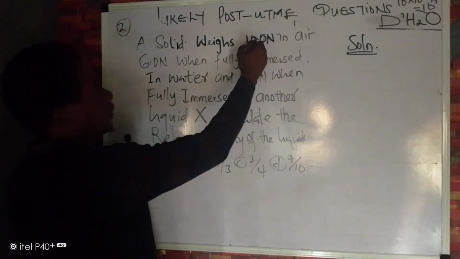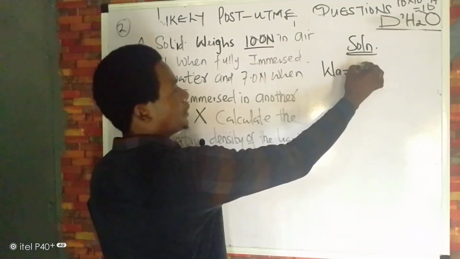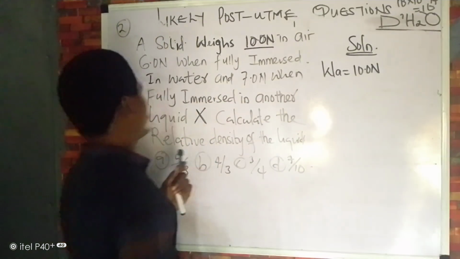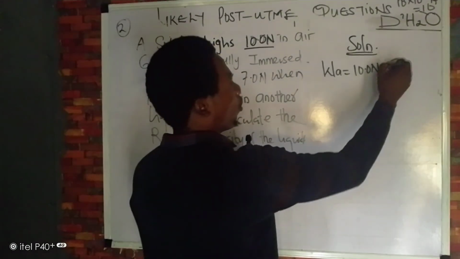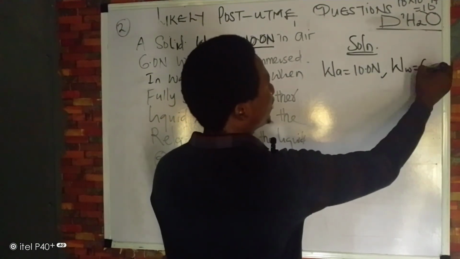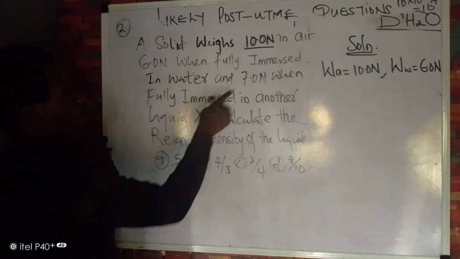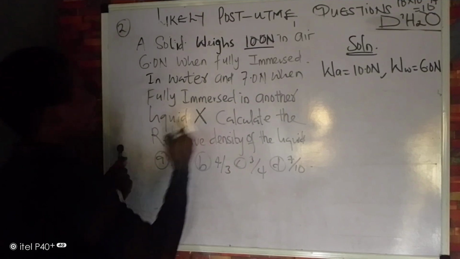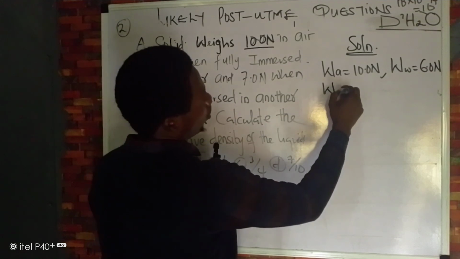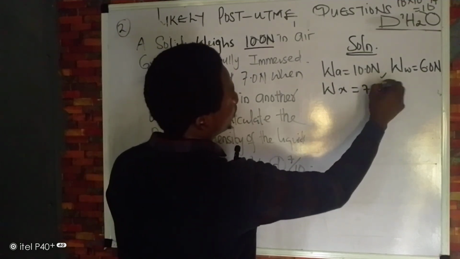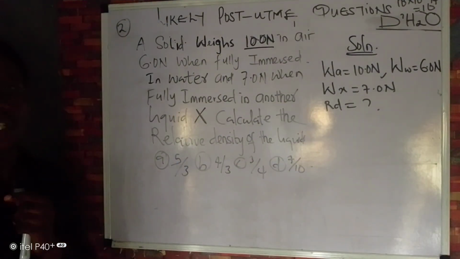A solid weighs 10.0 Newton in air. So the weight of the solid in air is 10.0 Newton. Then 6.0 Newton when fully immersed in water. So the weight of the solid in water is 6.0 Newton. Follow me carefully. And 7.0 Newton when fully immersed in another liquid X. Weight of the object in liquid X is 7.0 Newton. They now ask, what is the relative density of the liquid?